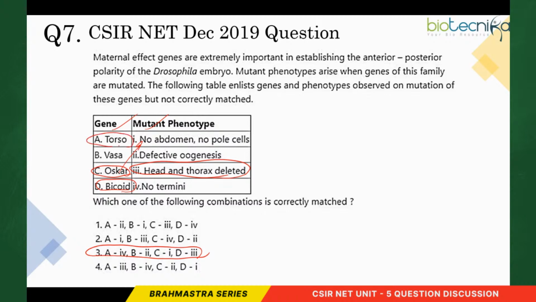And torso is a terminal protein. Torso-like protein will activate torso, and torso will be repressing Groucho, because of which terminal specification will be done. So A will be 4, no termini. And Vasa is responsible for oogenesis. So if it is not present, oogenesis will not happen properly.